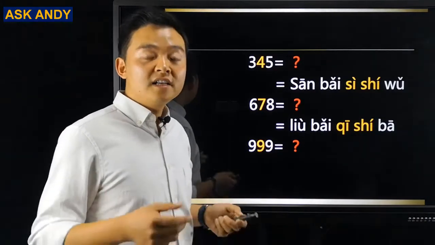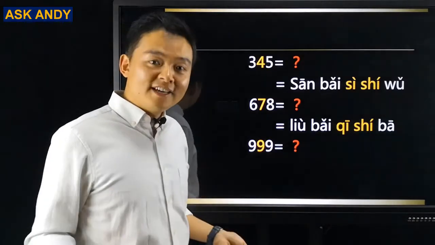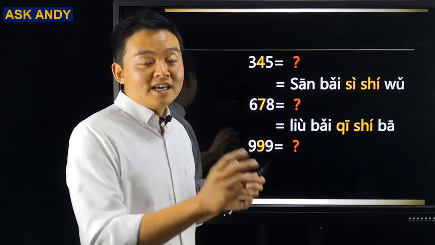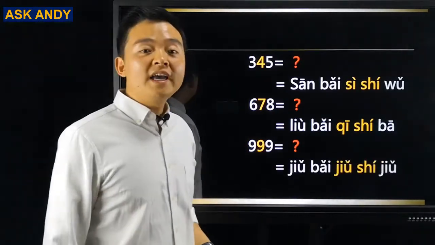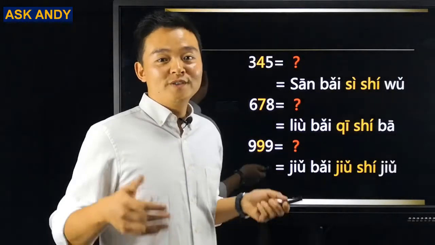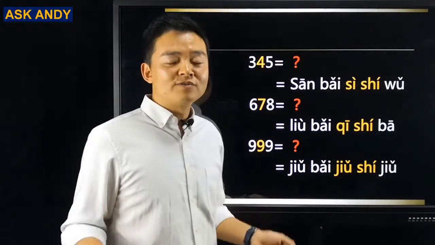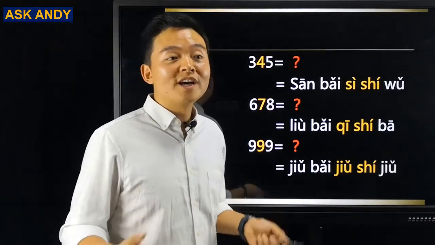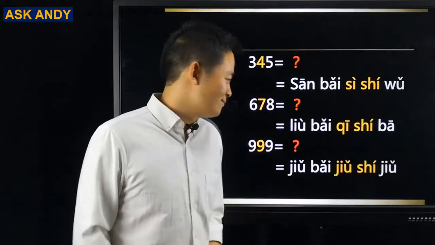678. 999. That will be 909 times 9. 999. It's not that difficult, right? Actually, it's easy for you to move on when you have known about the rules and my tricks. It's easy.